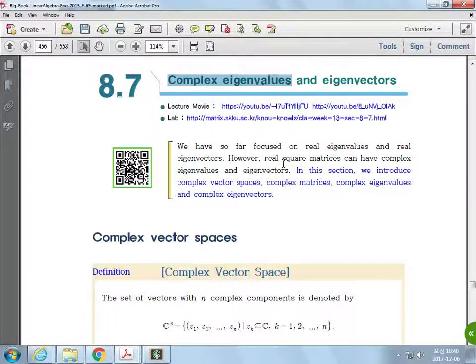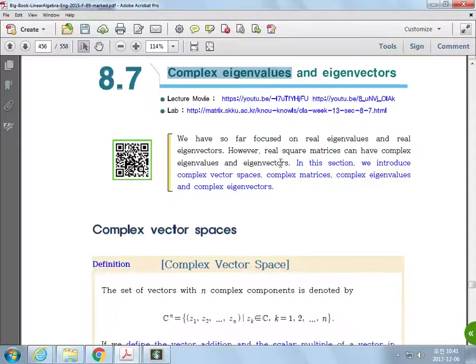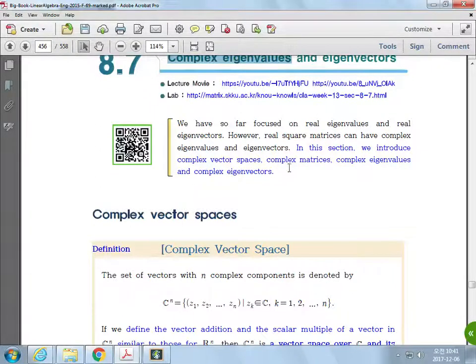So far, we only have treated the matrices whose eigenvalues are real. Okay? So matrices are real matrices and eigenvalues are real eigenvalues. Then eigenvectors should be real vectors, isn't it? But some real matrices can have complex eigenvalues. Okay? In that case, the eigenvectors should include the complex numbers in it. Okay? We're going to cover that case.